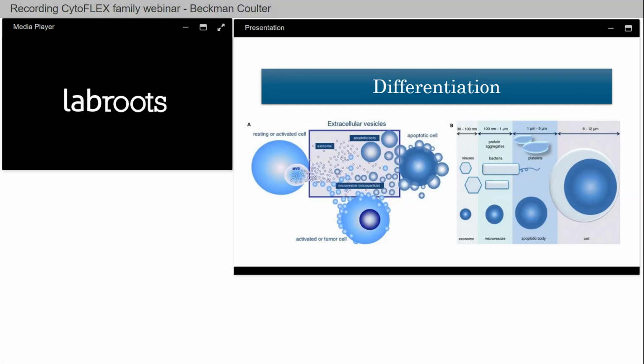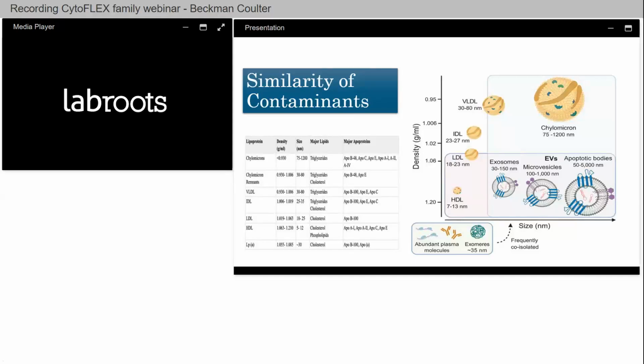So we're going to move on to looking at problems, right? We're going to start with a little bit on the similarity of the contaminants.